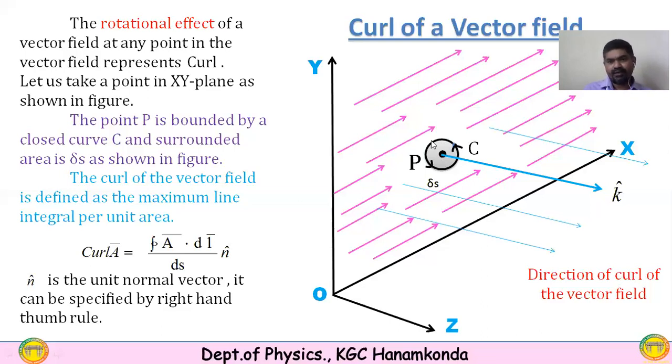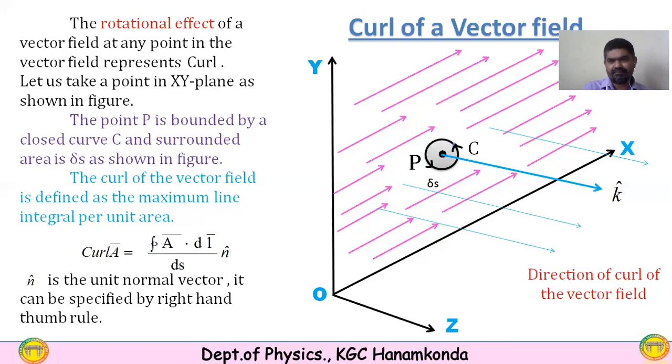Here, the maximum line integral is calculated as the line integral of A bar dot dl bar, and divided by its area, that is delta S, that gives us the curl. So it is multiplied with n cap, then we get a vector field. That is nothing but the curl of the vector field. Therefore, the curl of a vector field is defined as the maximum line integral per unit area.